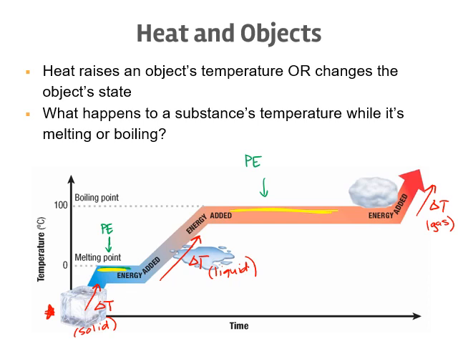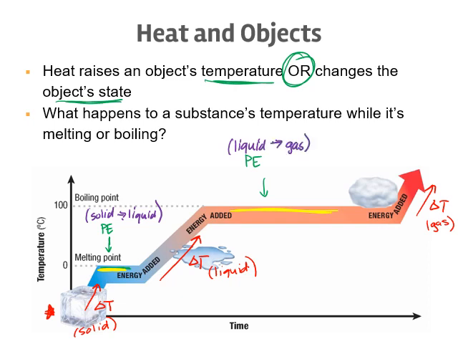Also, we're experiencing state changes here. So back to our definition up at the top, it says heat can raise an object's temperature or change the object's state. So if we're not raising the temperature, we're changing the object's state. So during these plateaus, we're experiencing state changes. For example, this bottom plateau, we're going from a solid to a liquid. And this next plateau, we are going from a liquid to a gas.